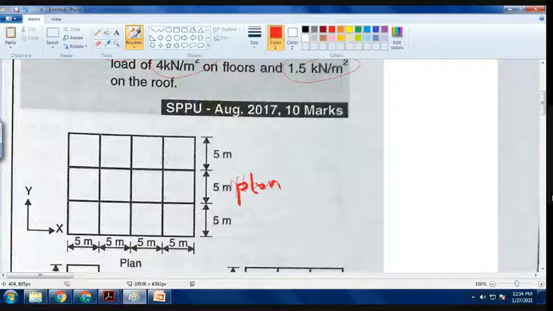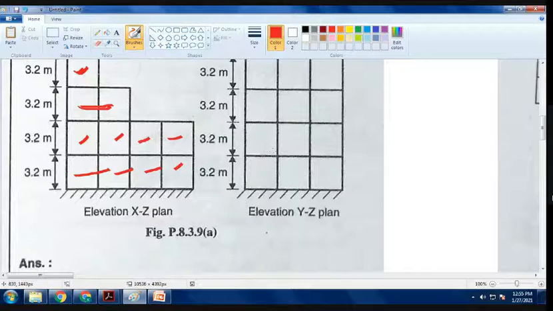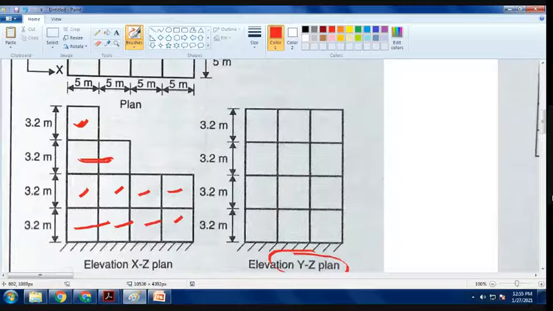Okay, this is your plan. Here you can see the elevations. Here 1, 2, 3, 4. 1, 2, 3, 4. These are similar, but here you can see only here it is a two set and here is a single set. Okay. But in YZ direction, here it is a pure fully rectangular one.